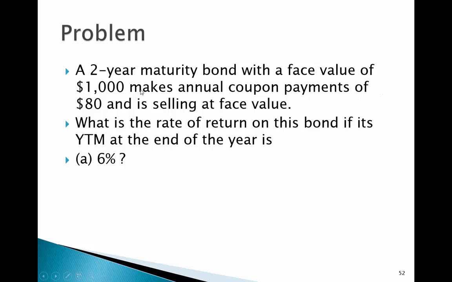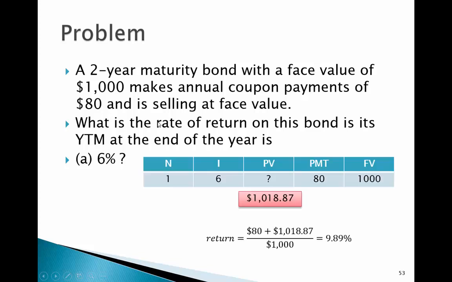Okay, next problem here is a 2-year bond, and we're just saying, well, what's the rate of return on this bond? Notice it's selling at face value, so it's sold for $1,000. If the yield to maturity is 6%, what's the rate of return? Well, we just have to find the price a year from now. That much, add the $80 coupon to it. I don't have a -1 here, and I should, so there should be a -1 here. I think you get the idea. There's the 9.89%. If rates go down, all right.